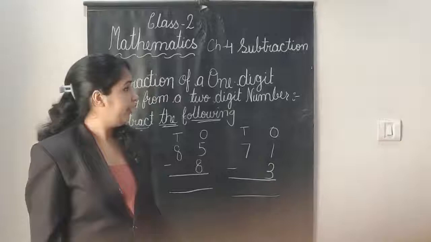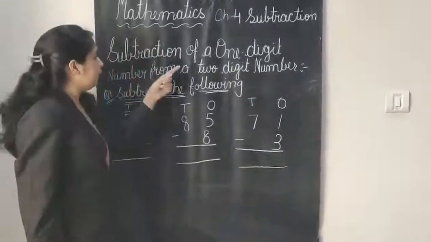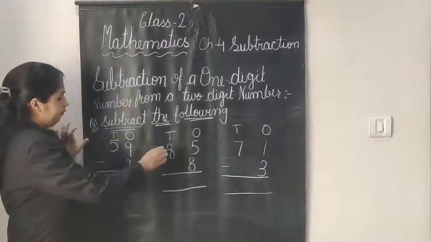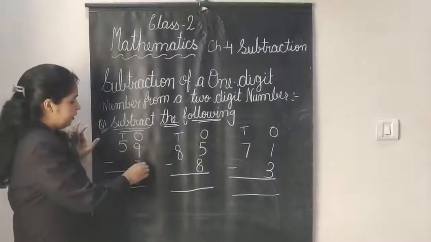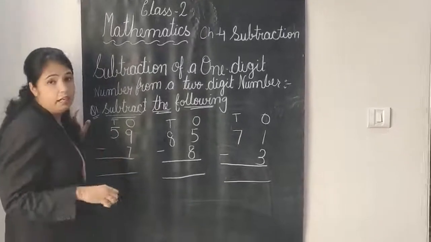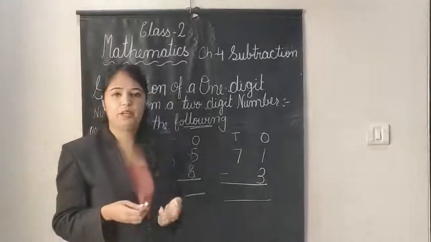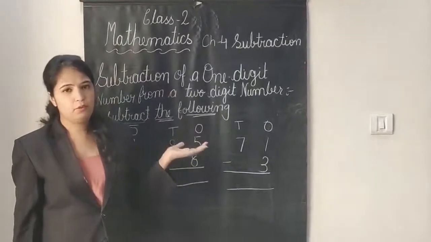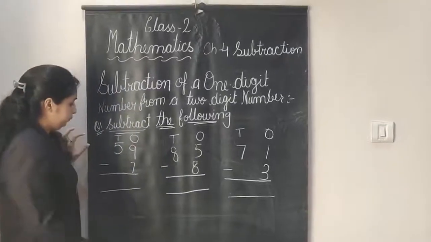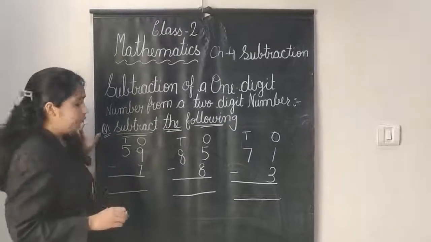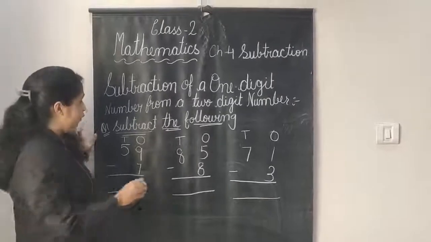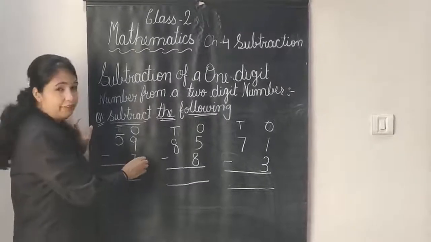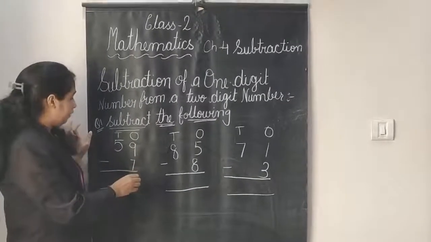Now let's read the heading from the course book. Subtraction of a 1-digit number from a 2-digit number. So here you can see we have to subtract a single digit from a 2-digit number, right? We have already taken the example of Rohan and Pooja. Now it is very easy to solve question number 1 of the exercise in your course book. Now let us solve. The sum is 59 minus 7. So 59 is our minuend, and 7 is our subtrahend, right?